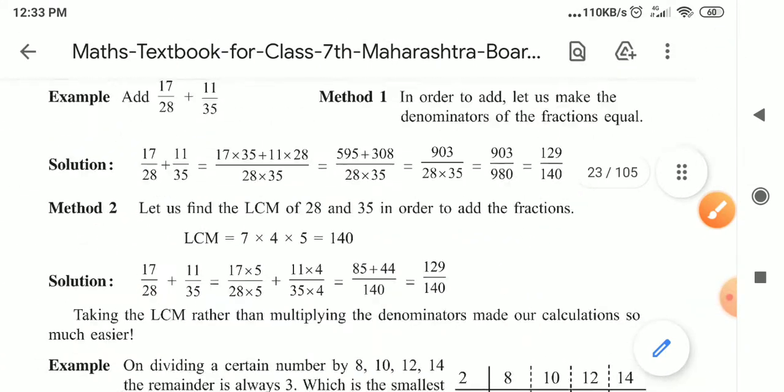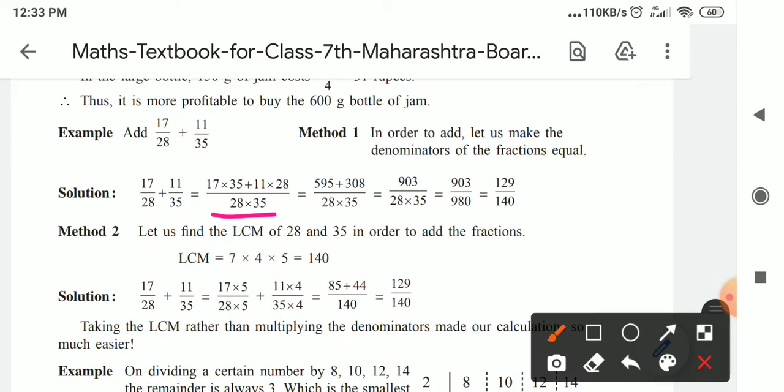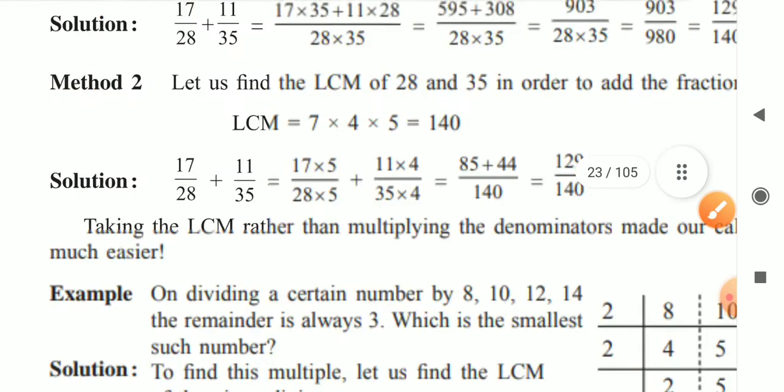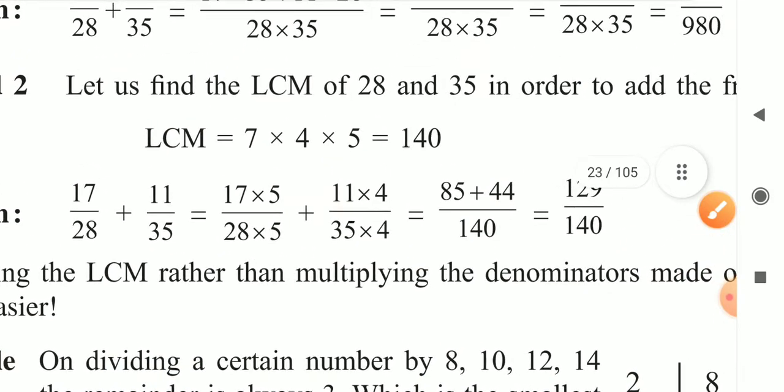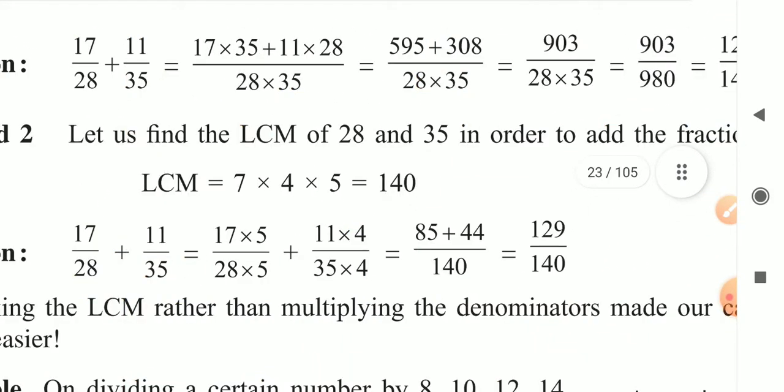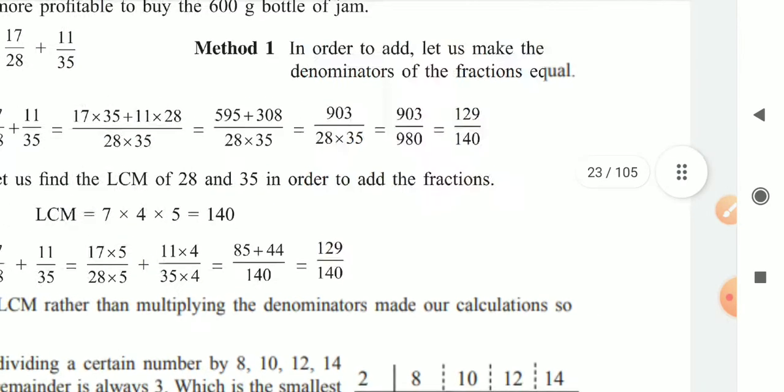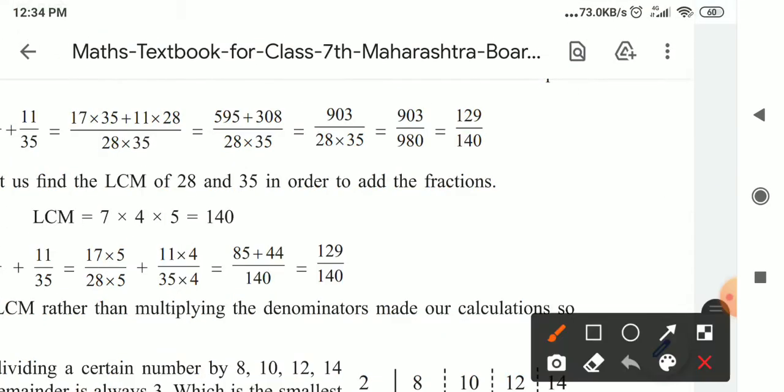Okay, how many steps are used here? See here, there are 5 steps, and for the same example given here there are 4 steps, and the calculations become easy. So first of all, we have to find the LCM of 28 and 35. So I taught you the LCM method: 28, and here it is 35.